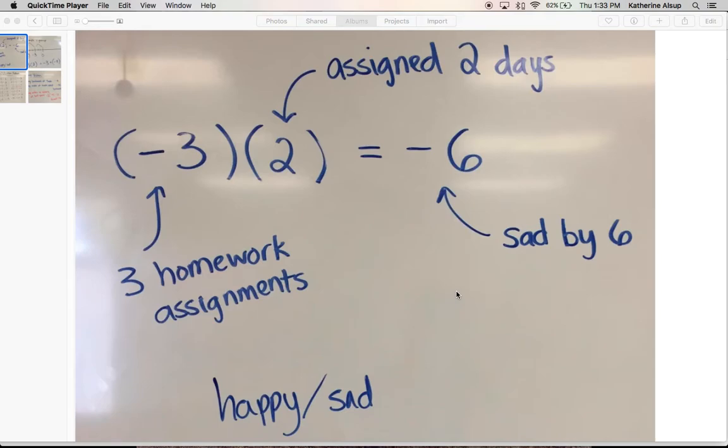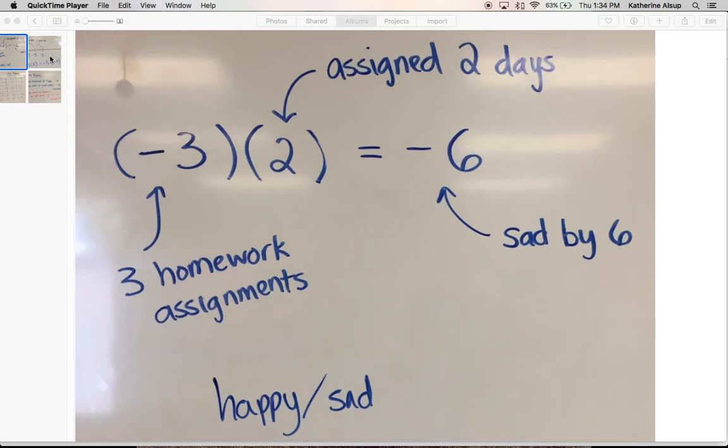An example could be me assigning you 3 homework assignments. That would make you sad at a level of 3, so -3. And if I did that 2 days in a row, you'd be sad by 6, so that would be a -6. I'm doubling the homework assignments, so you end up being sad by 6.